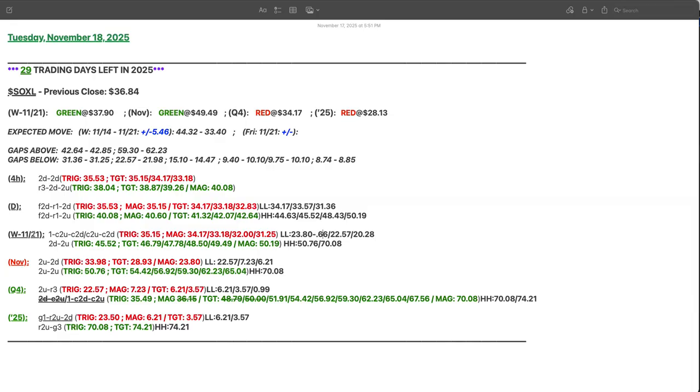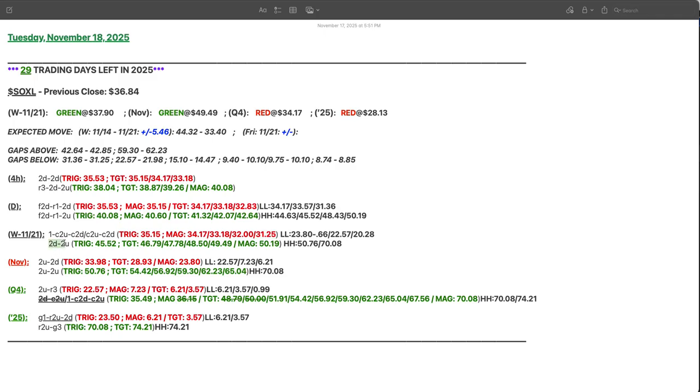Now on the week, we're still inside on the week. We haven't triggered to the upside or downside. We know that if we go to the downside, it's a 1 combo 2 up, combo 2 down, trigger at 35.15 with a magnitude of 34.17, which would then trigger a series of combo 2 up, combo 2 downs with magnitudes of 33.18, 32 flat, and 31.25. All right, that's the downside for the week.